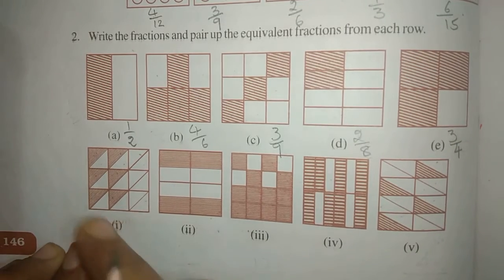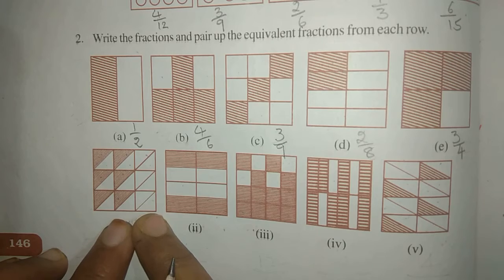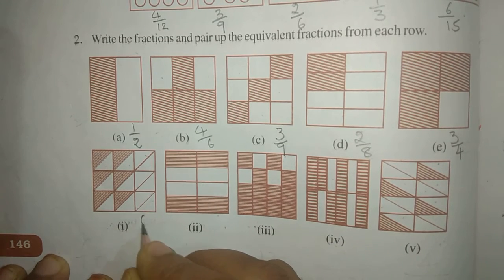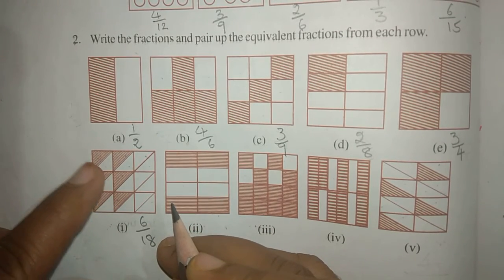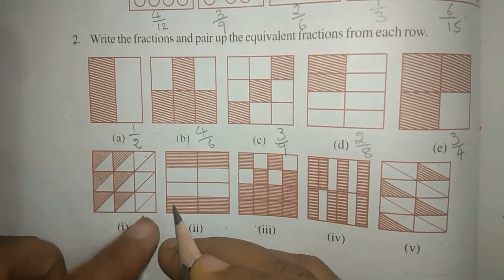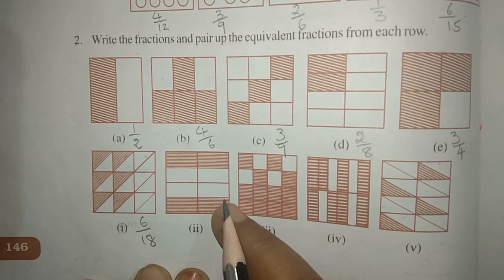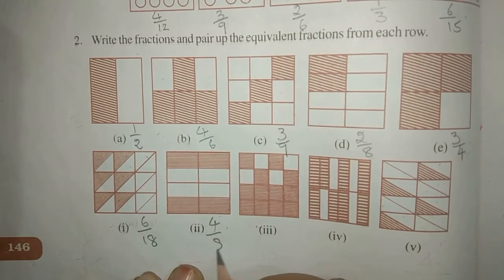In this, 18 equal parts and 6 parts are shaded. This can be represented as 6 by 18. 18 means 1, 2, 3, 4, like this. Okay, next, 4 parts are shaded out of 8, that is 4 by 8.